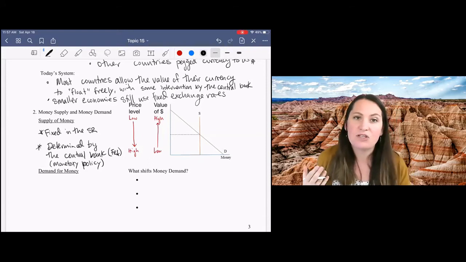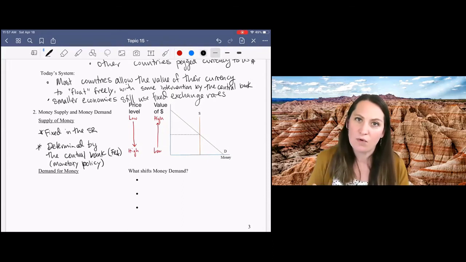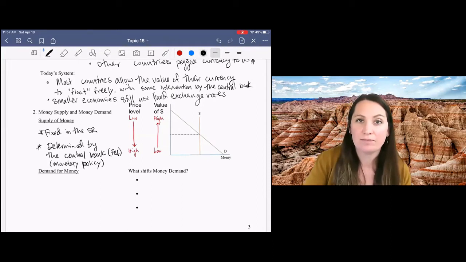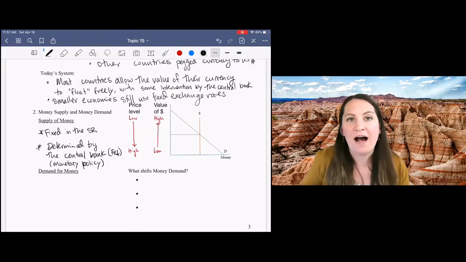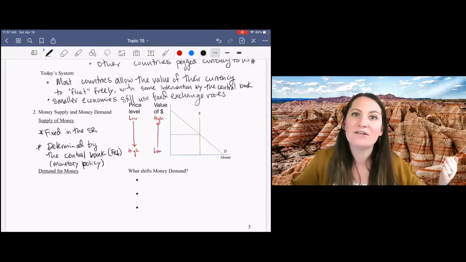So this, of course, is related to the value of money, okay, which is synonymous with the price level. So when I say the value of money is high, what does that mean? It means that every dollar buys a lot of stuff. And if every dollar buys a lot of stuff, that means the price level is low.